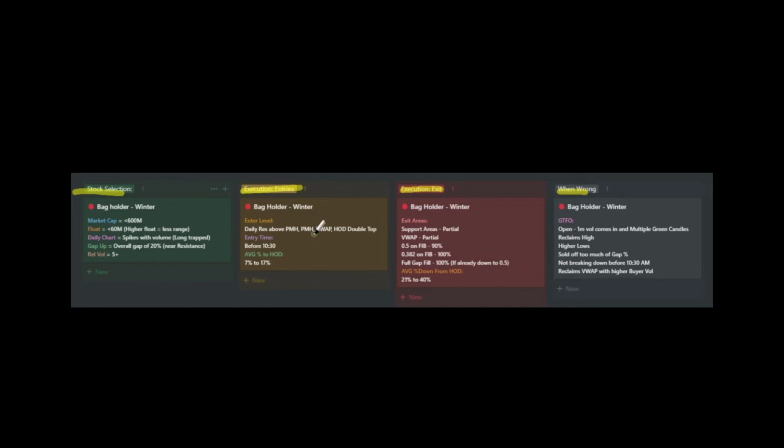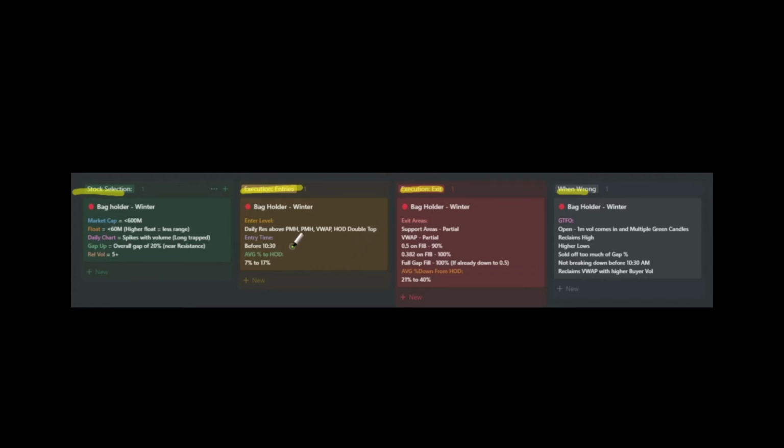You want to have a clear idea of where you want to enter, not just because, you know, there's been a rejection, or I saw a big red candle, let me short it. Like, you need something more exact. I'm still working on getting mine a bit more exact, because sometimes I'm sloppy and I enter when I shouldn't. But yeah, you should have key levels. So I normally look for daily resistance, above pre-market highs, VWAP, or high of day double top. Normally those I think are pretty good for me.